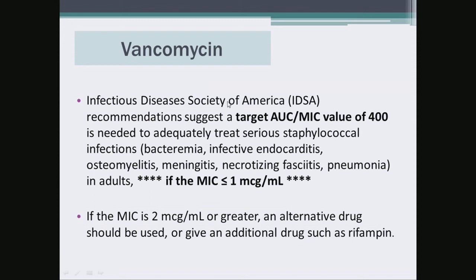So the Infectious Diseases Society of America, an organization in the U.S., recommends, and this is for adults, that a target AUC to MIC value of 400 is needed to adequately treat serious staphylococcal infections: bacteremia, endocarditis, meningitis, etc. This is true if the MIC is less than or equal to 1 microgram per ml. If you have a staphylococcus infection where the MIC is 2 micrograms per ml or greater, then you either need to use an alternative drug or give an additional drug such as rifampin. Vancomycin alone would not likely be able to treat this infection without toxicity.